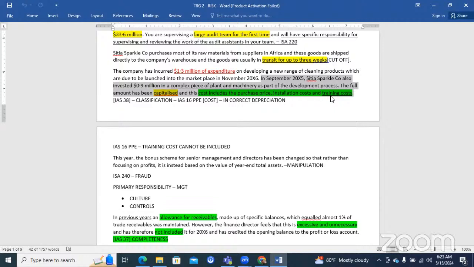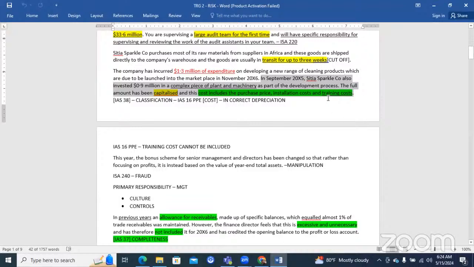By that, what happened to your property, plant and equipment cost? Cost is overstated. 0.9 million is capitalized, so your cost of the asset is overstated. If the cost of the asset is overstated, what is the other impact? Depreciation is incorrect. Because for depreciation, there are a few methods. What is the method? Cost method, straight line basis: cost minus accumulated depreciation divided by expected useful life.